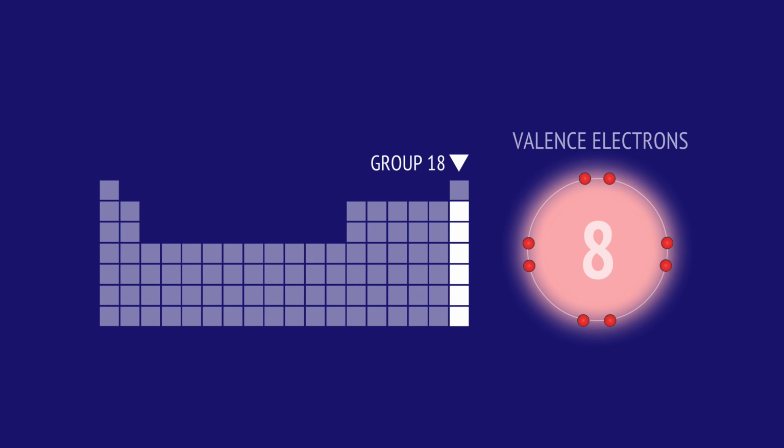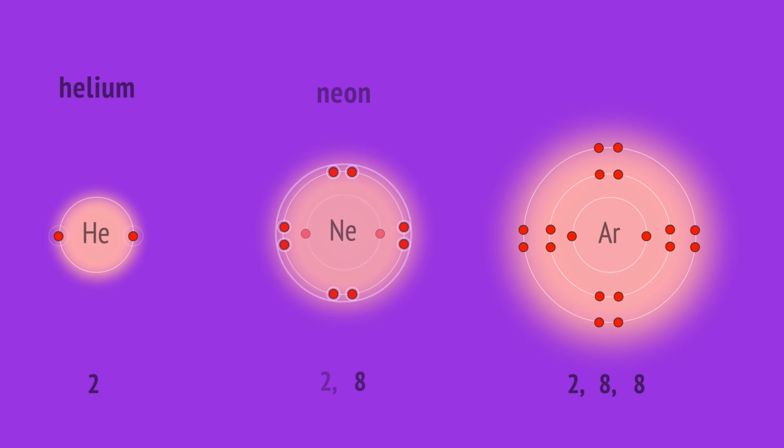Group 18 elements have a full outermost shell. With the exception of helium, they have 8 valence electrons. This full valence shell makes these group 18 elements unreactive, like helium, neon, and argon.